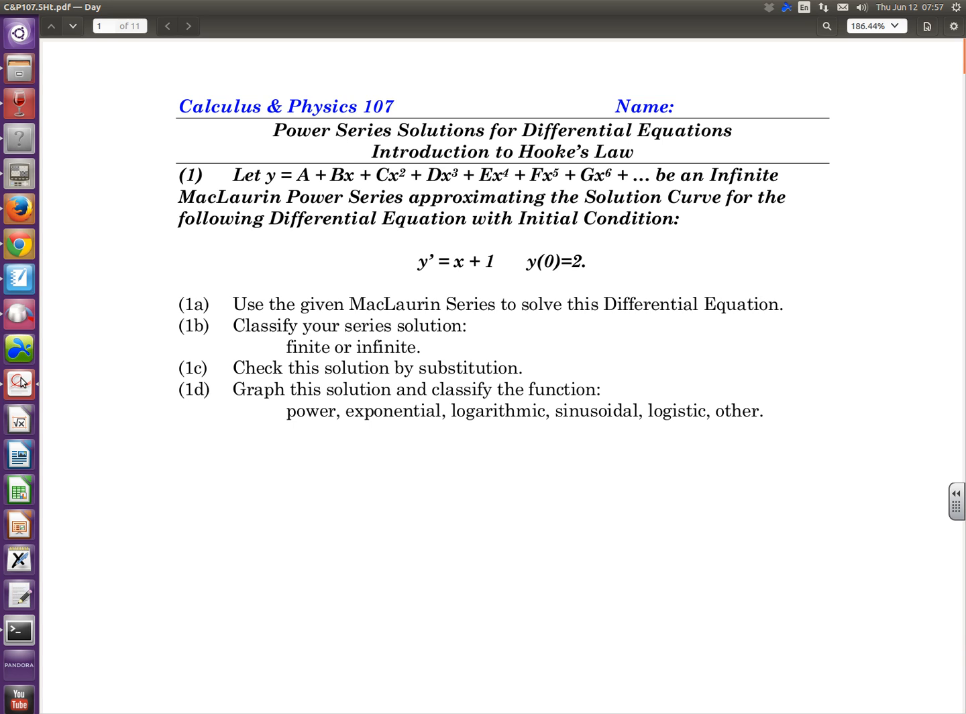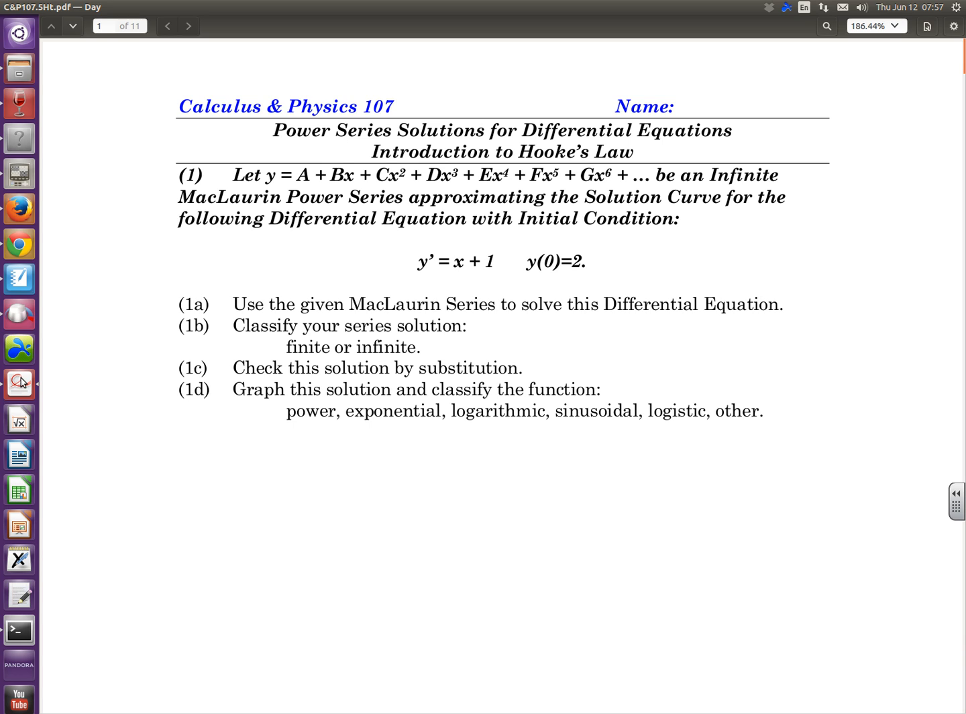Let y equal a Maclaurin series. Remember Maclaurin? Powers of x, right? Be an infinite Maclaurin power series approximating the solution curve for the following differential equations. So y is the solution to y prime equals x plus 1.